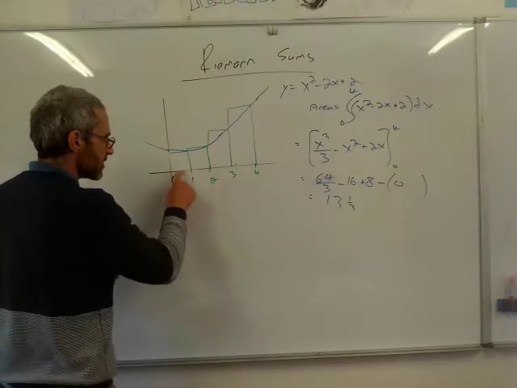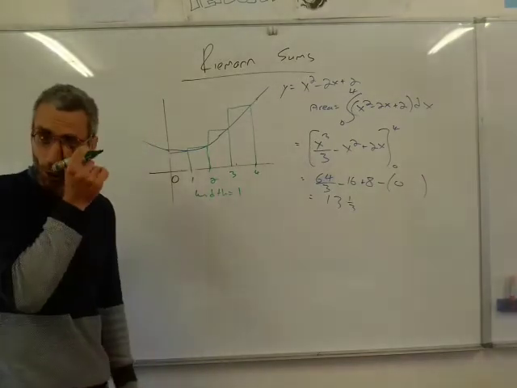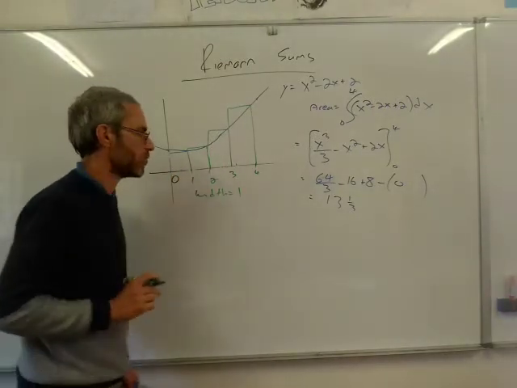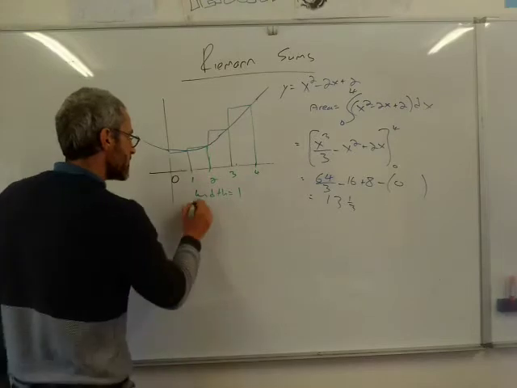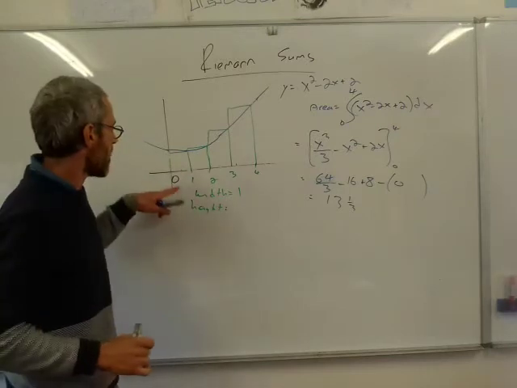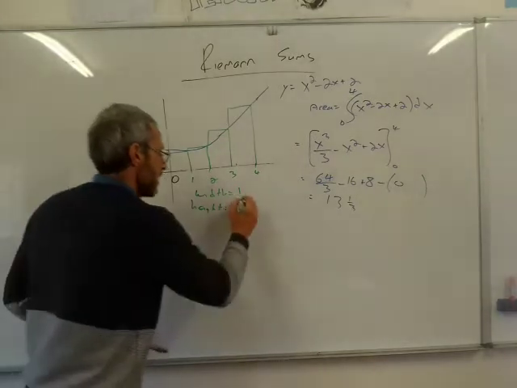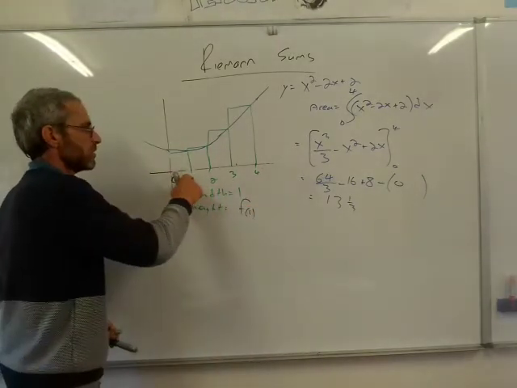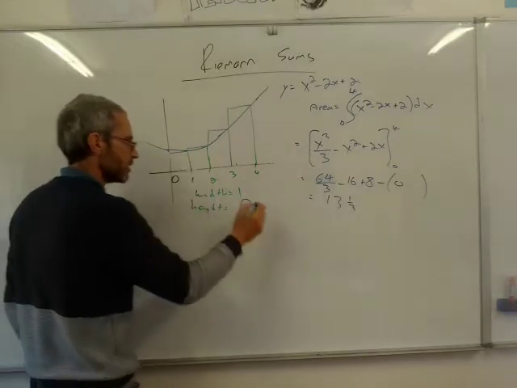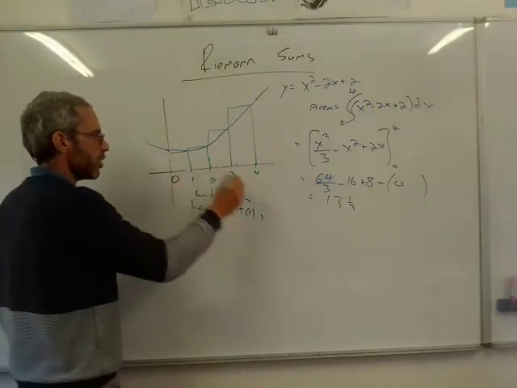Well, the width of each block is just 1. We're not working with units, not centimeters, it doesn't matter. It's just 1: 0 to 1, 1 to 2, 2 to 3, 3 to 4, the width is 1. What is the height? Well, the height changes. Each block has a different height. What will be the height of the first block? It's the value of the function when x equals 1. It's f of 1. This is f of 1. What's the height of the second block? It's f of 2.